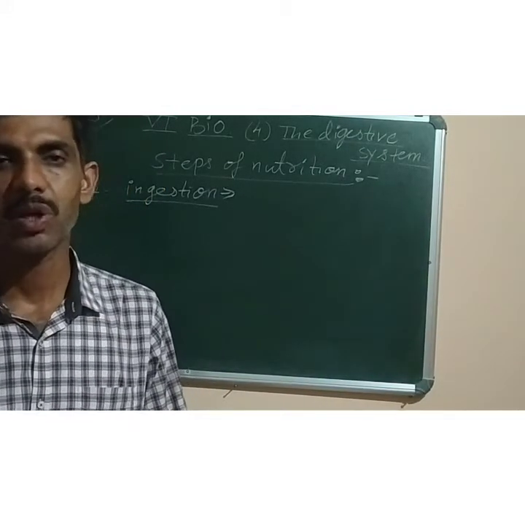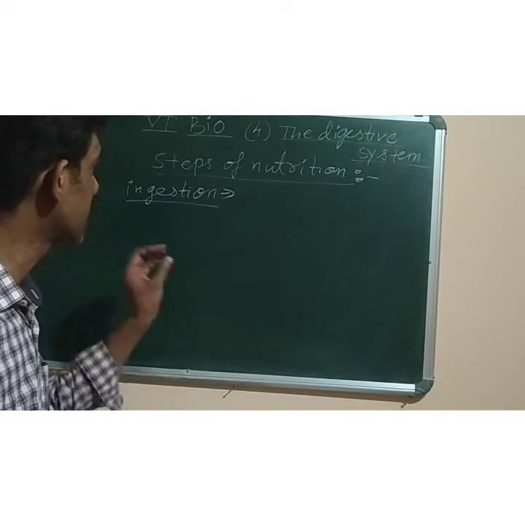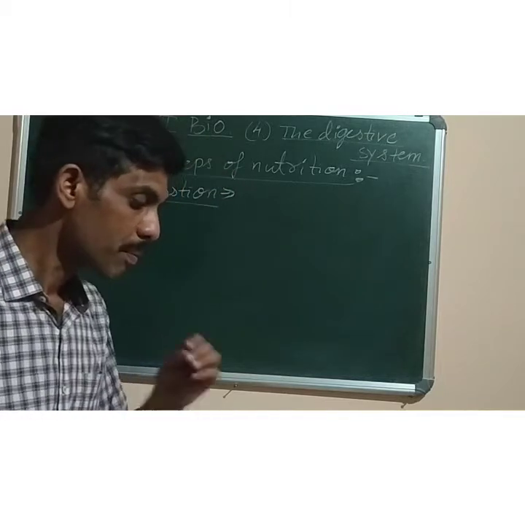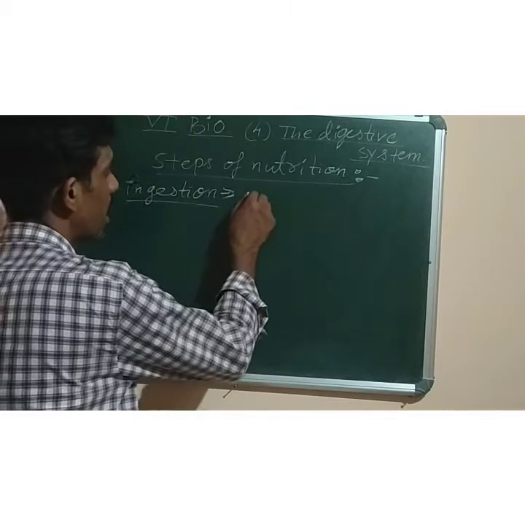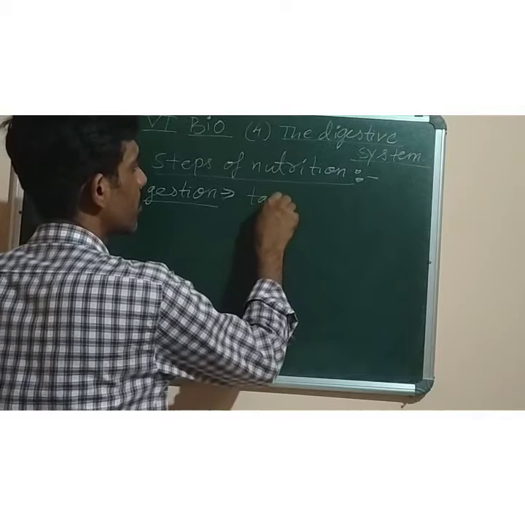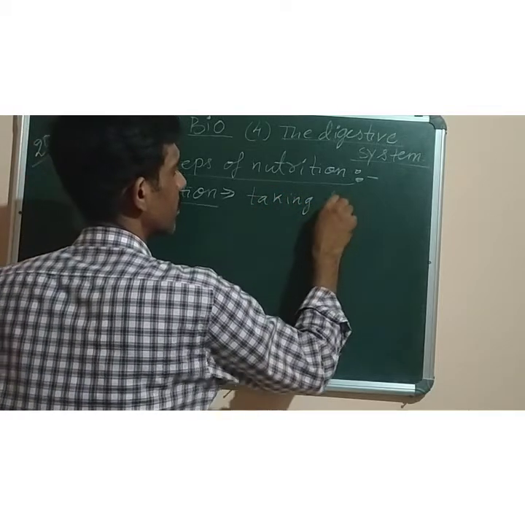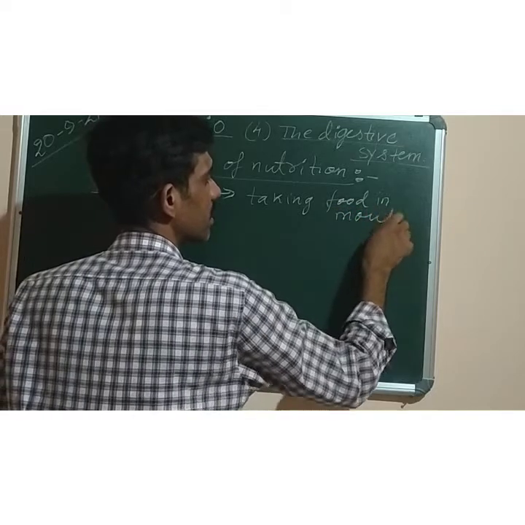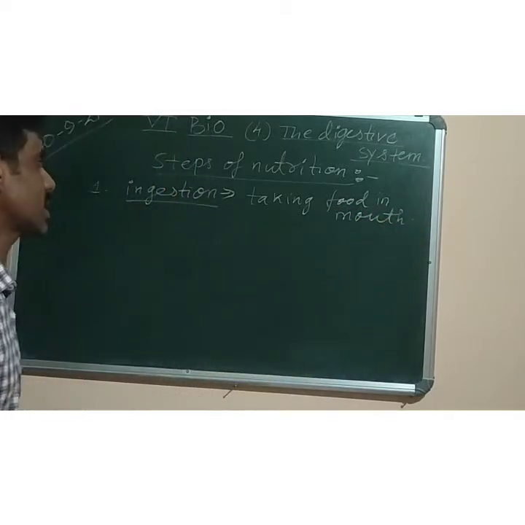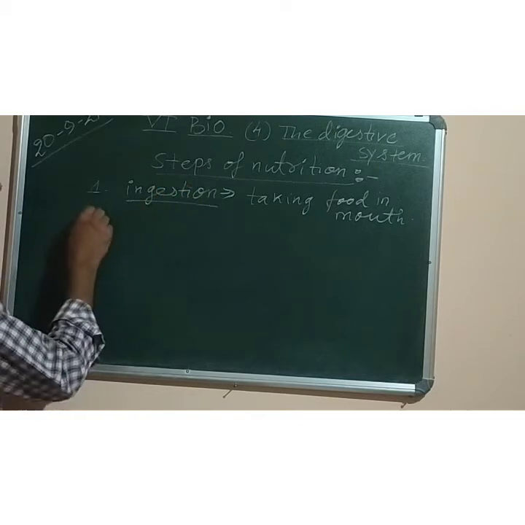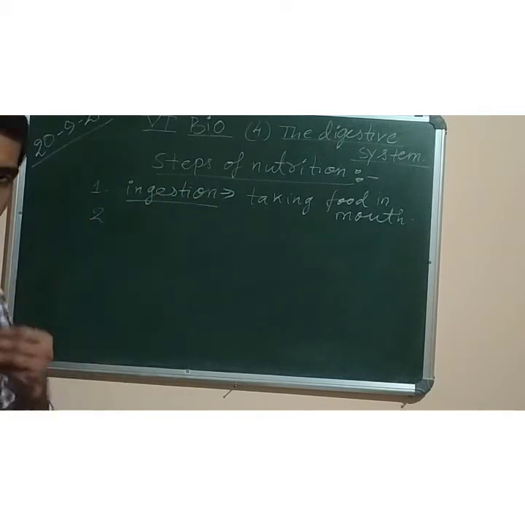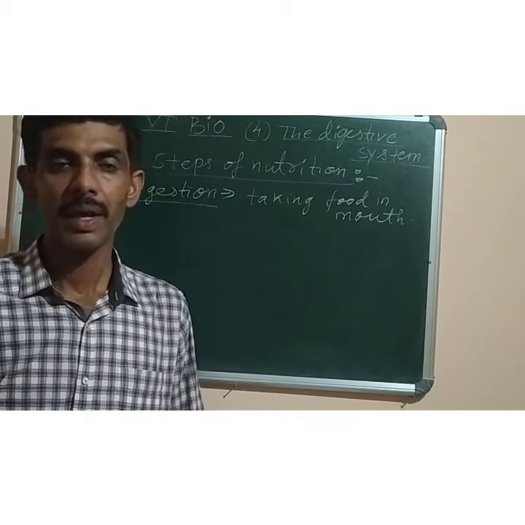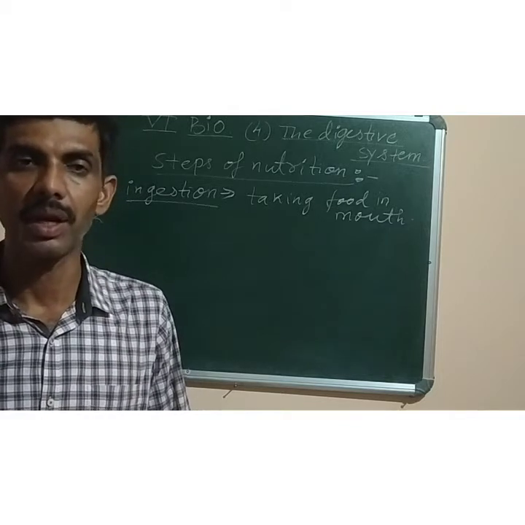So the different steps of nutrition are, number 1 is ingestion. In your book it is given, process of taking food in the mouth. Taking food in the mouth is called ingestion. So the first step of nutrition is ingestion, in which we simply take the food inside the mouth. It can be done by different animals in different ways.